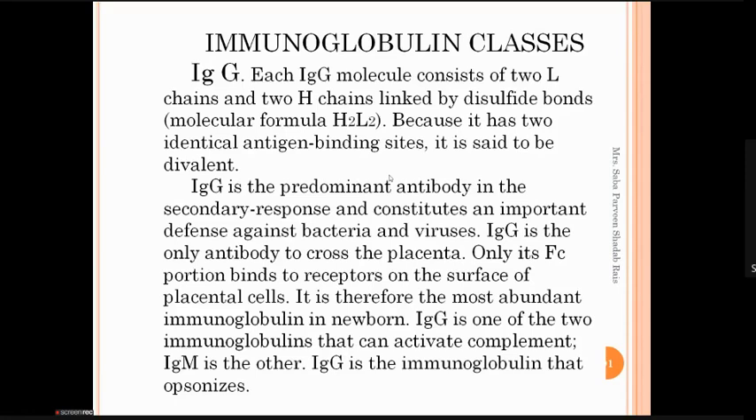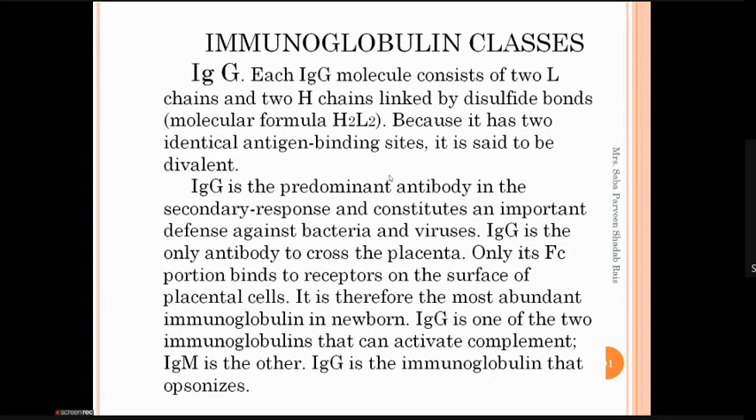IgG is the only antibody which can cross the placenta. Only its Fc portion has the receptor for the placental cells. That's why it is the most abundant immunoglobulin in newborn babies. IgG is one of the 2 immunoglobulins that can activate the complement system. I hope you remember the complement system is a type of immune response which is responsible for drilling or punching holes into the bacterial cell wall.